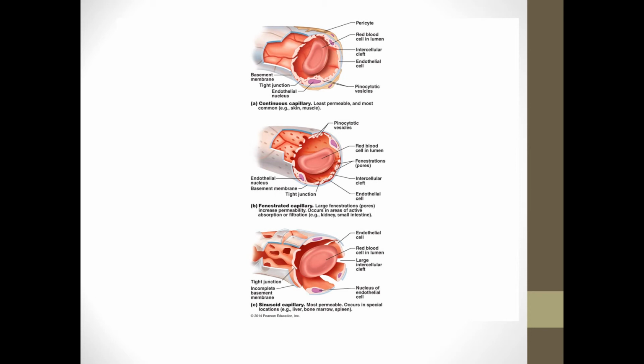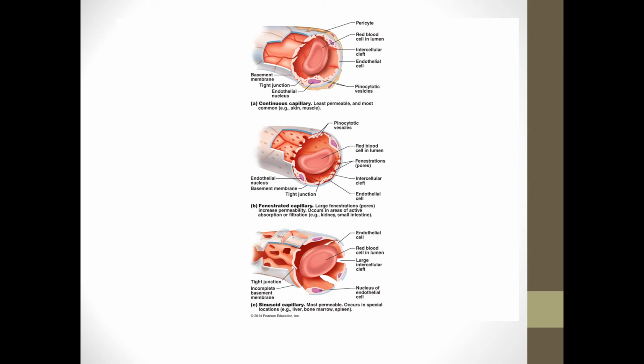Okay, so we've got 3 different kinds of capillaries. The top one is a continuous capillary. Notice it says it's the least permeable and the most common. This is where we're going to have no openings in the wall of the capillary. This is very, very important. In the brain, your brain is so picky about what can get into cerebrospinal fluid that not only does it have continuous capillaries, but it has a blood-brain barrier as well.